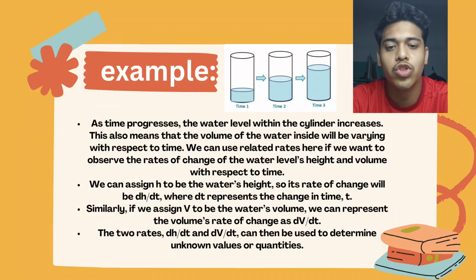We can assign h to be the water height, so its rate of change will be dh over dt, where dt represents the change in time. Similarly, if we assign V to be the water volume, we can represent the volume rate of change as dV over dt. The two rates, dh over dt and dV over dt, can then be used to determine unknown values or quantities.